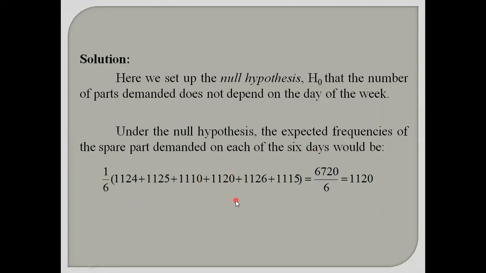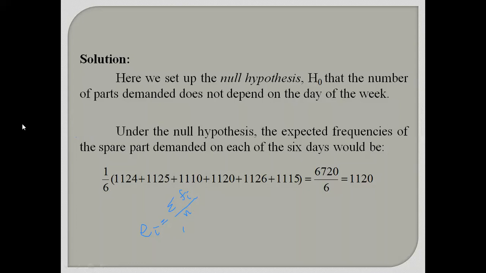So how can we find the expected frequency? From the observed frequencies, what is the mean value? That is the expected frequency. There are 6 days, Monday to Saturday, so 1 by n is 1 by 6. So the expected frequency Ei is nothing but summation Fi divided by n.